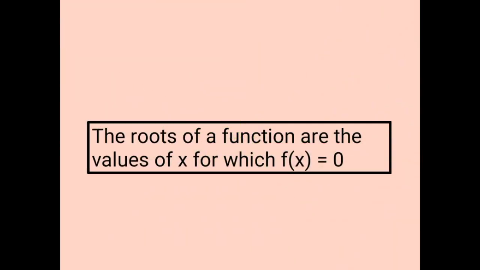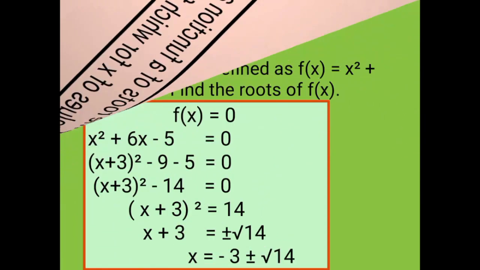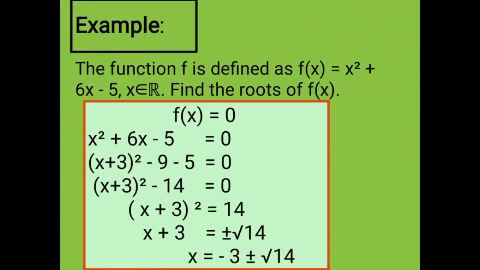So now remember, the roots of a function are the values of x for which f(x) equals 0. To find the roots of the function f(x), first set f(x) equal to 0. So I'll first complete the square for x to the power 2 plus 6x and then simplify the expression x to the power 2 plus 6x minus 5. So (x plus 3) squared minus 14 equals 0.